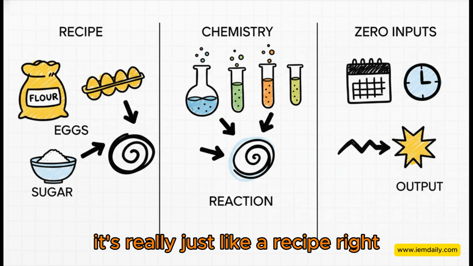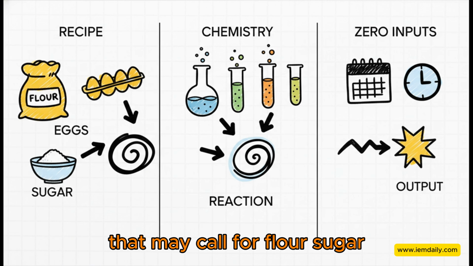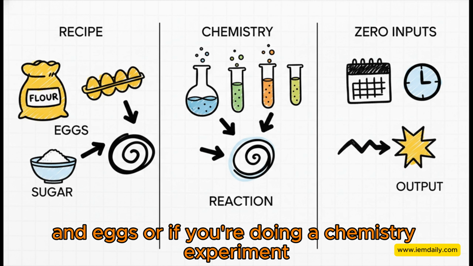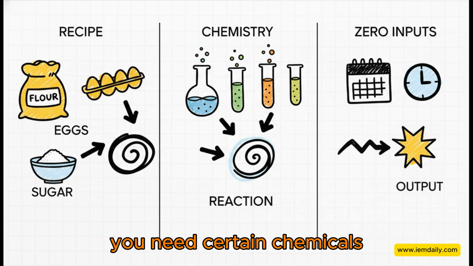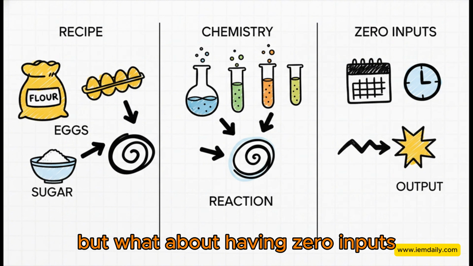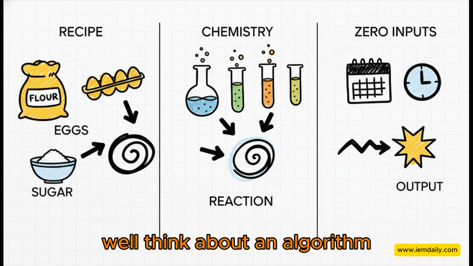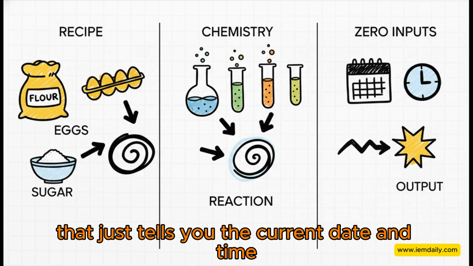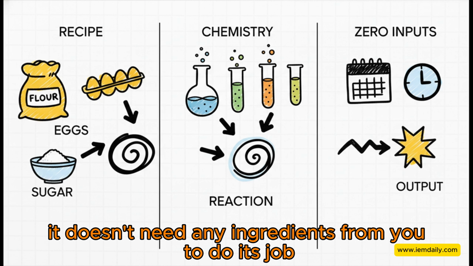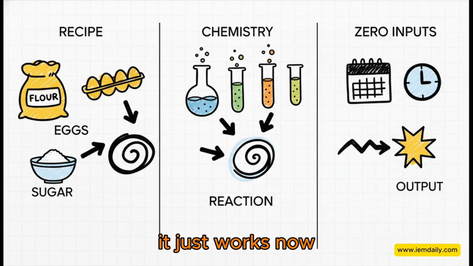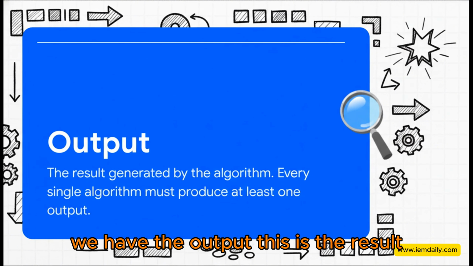It's really just like a recipe, right? That may call for flour, sugar, and eggs. Or if you're doing a chemistry experiment, you need certain chemicals. But what about having 0 inputs? Well, think about an algorithm that just tells you the current date and time. It doesn't need any ingredients from you to do its job. It just works.